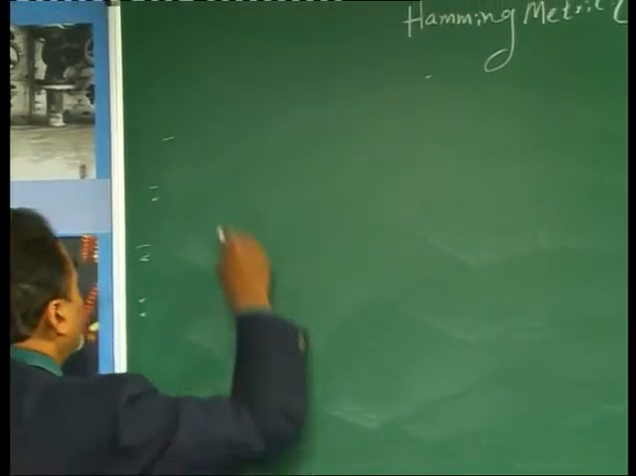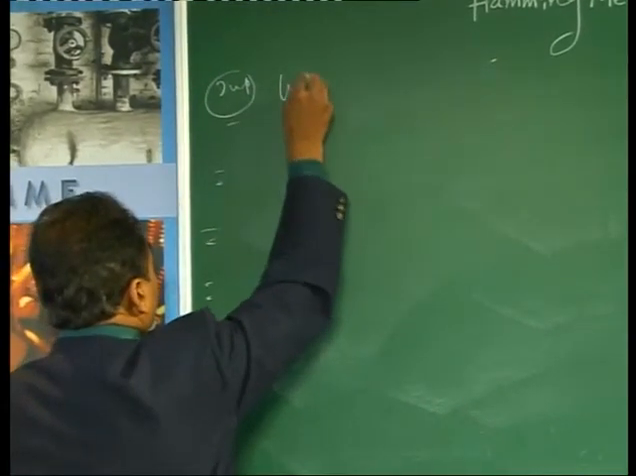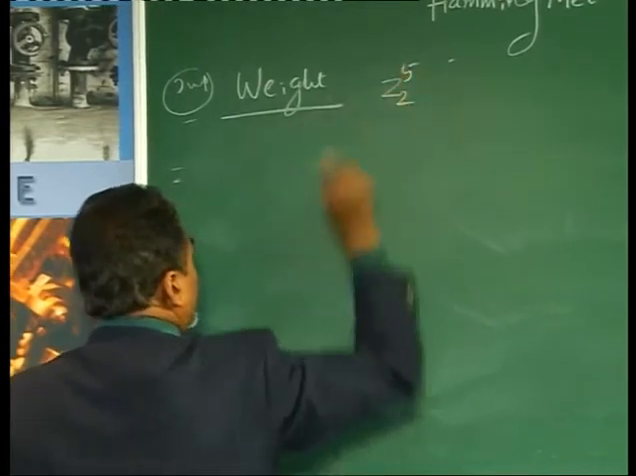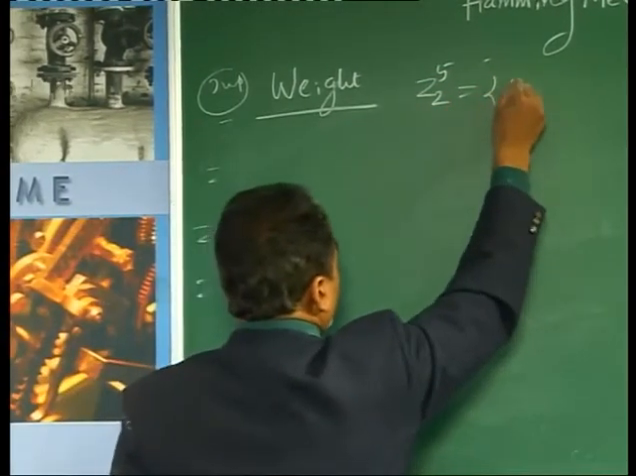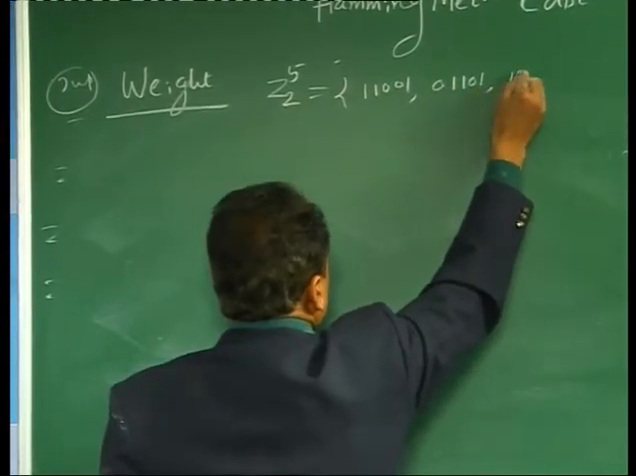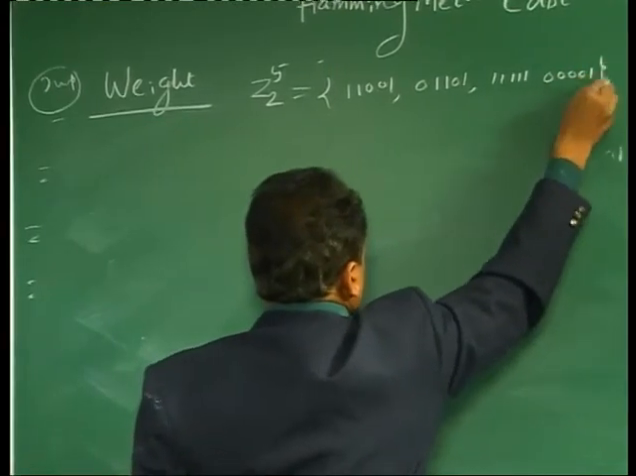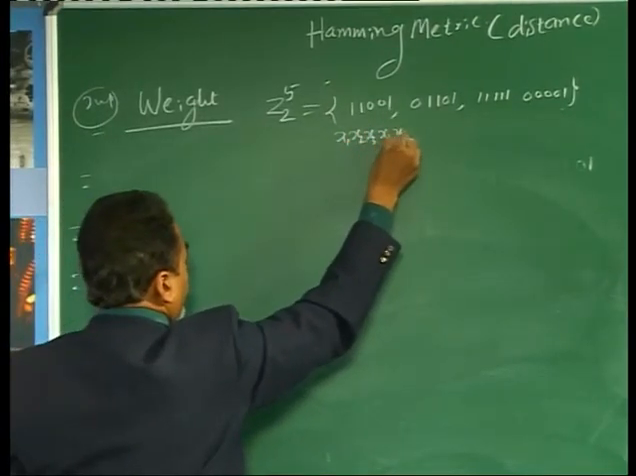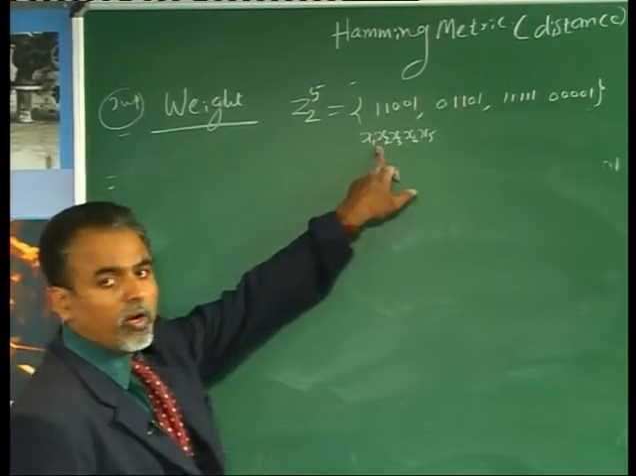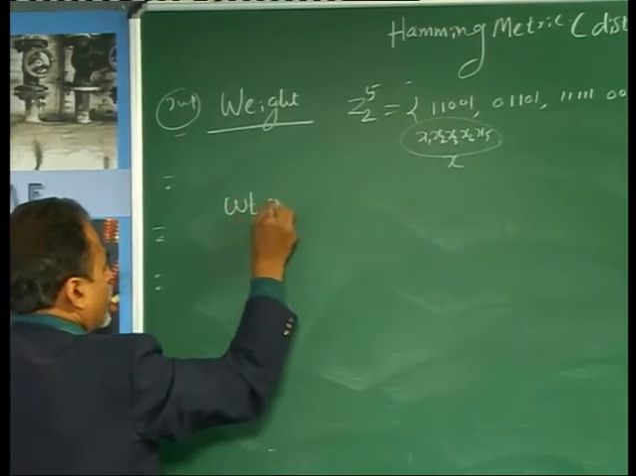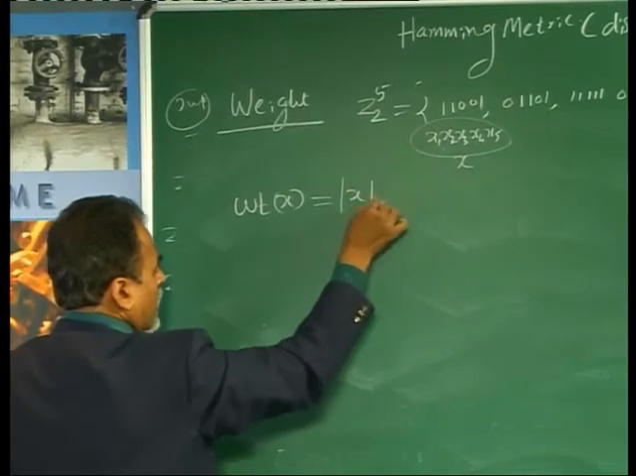So now let us define what the distance is in coding theory. For that, the important aspect we define is known as weight. Suppose I consider Z2 to the power 5, which are of the type 11001. I will not take all, because it will be 32 numbers. 01101, 11111, 00001. So this is x1, x2, x3, x4, x5. Each bit is either 0 or 1. A very simple definition. Suppose I take this as our x. What is the weight of x? It is denoted by mod x also.